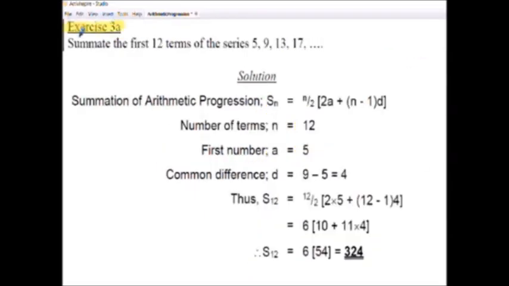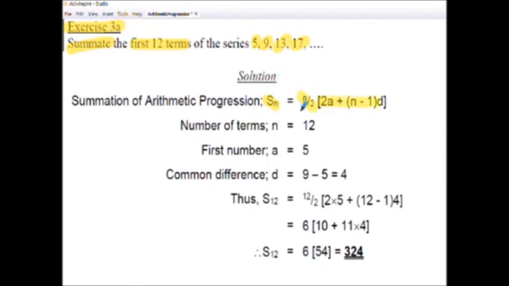Exercise 3a here is a summation problem. We've got to summate the first 12 terms in a series. So the series is 5, 9, 13, 17. There's a 4 common difference between each term here. So it's a summation problem, so we need the Sn equation this time, not the Nn equation, using the Sn equation, which was n divided by 2 times in brackets 2a plus n minus 1 times the d.